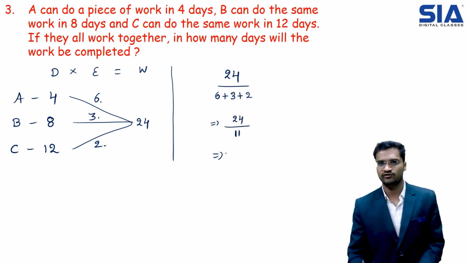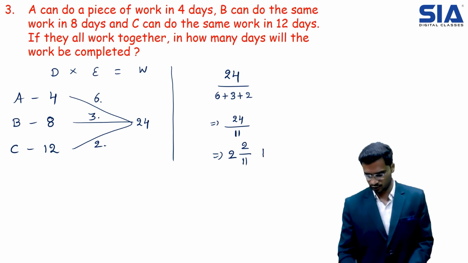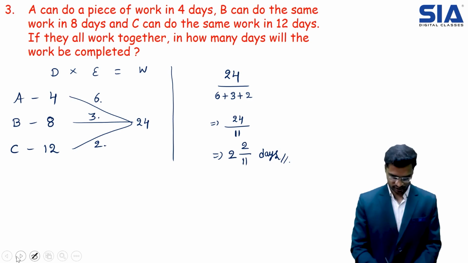So 24 divided by 11 can be written as 11 twos are 22. The remainder here is 2 by 11. So 22 and 2 by 11. So our answer is 2 and 2 by 11 days. Okay, now coming to the next question.